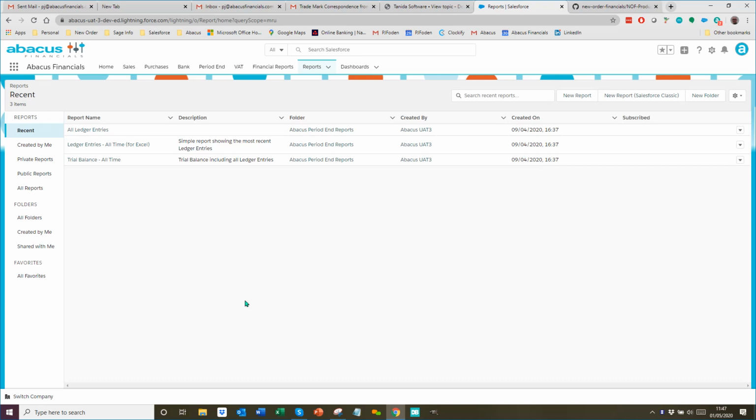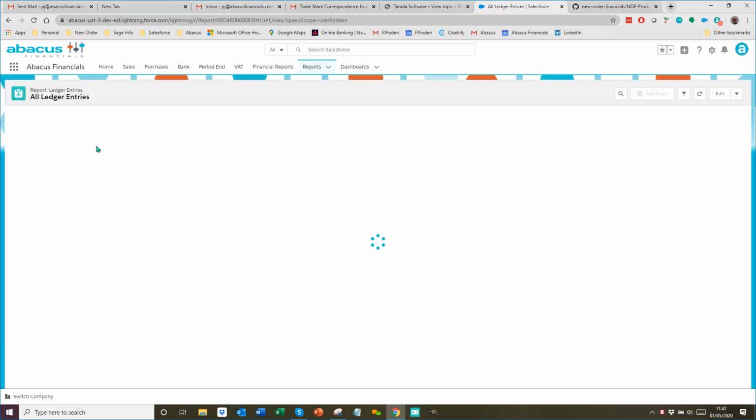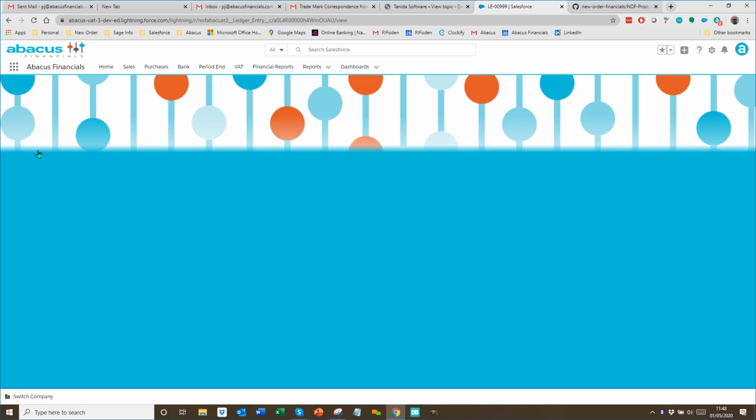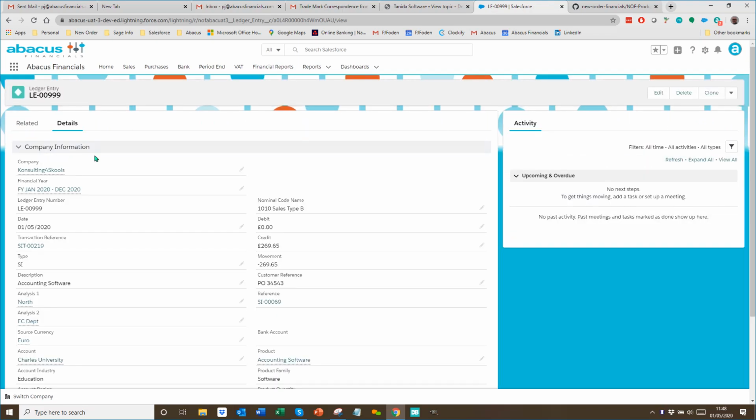The Salesforce reports are at the heart of all the reporting within Abacus. So let's just look at one of them as an example. This is a very simple trial balance report which shows the ledger entries and some of the ledger entry information. But actually, it's only a part of the story. If we look at this particular ledger entry, you can see how much information is contained on it.